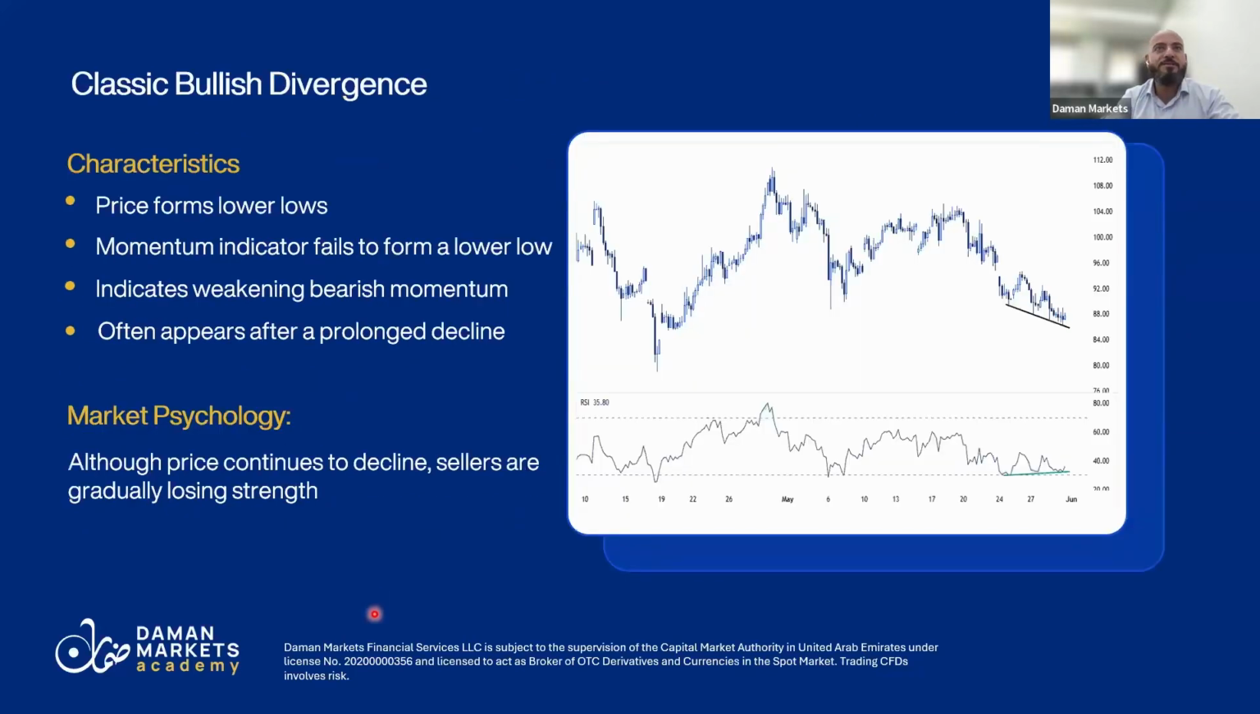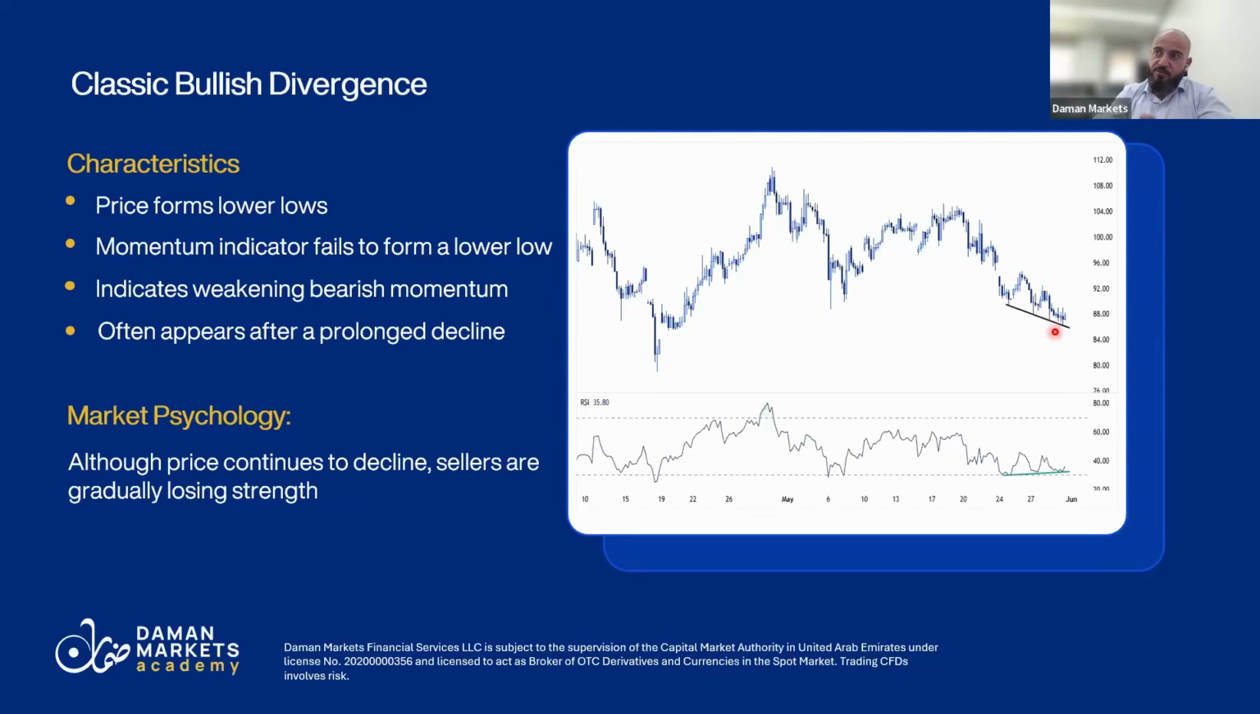Let's see what a divergence is. We will start with the classic bullish divergence. A classic bullish divergence occurs after a downward price movement. So first, prices will be going down. Price forms lower lows. Notice how prices are moving with lower bottoms and lower tops: lower highs, lower lows.